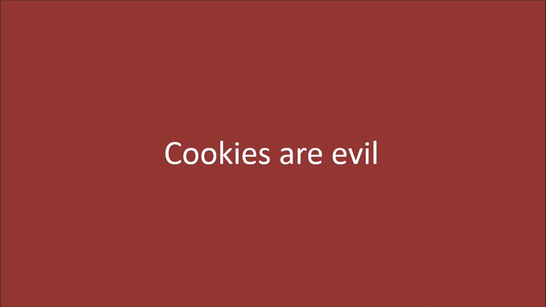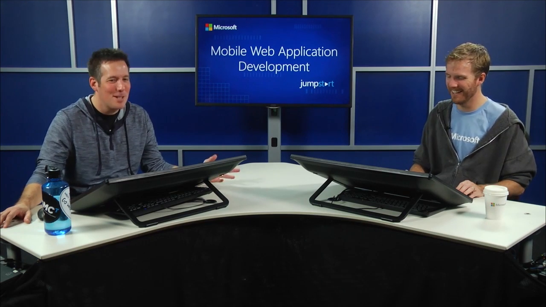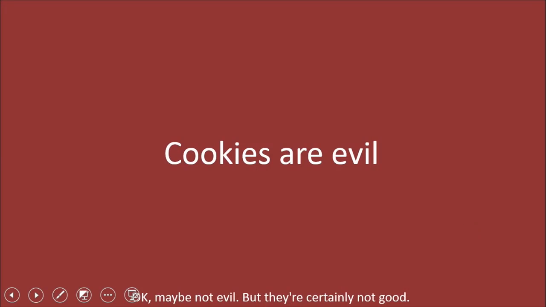I think that basically says it all. I had one for lunch. What's that? I had one for lunch. You did, and I was very jealous. I had a brownie. He had a cookie. But in any event, cookies are evil. Well, all right, maybe they're not evil, but they're certainly not good.